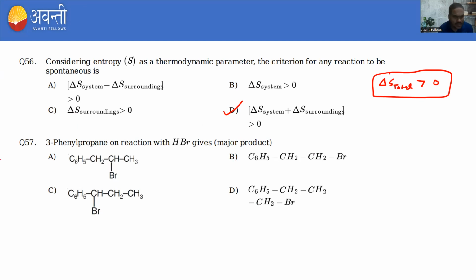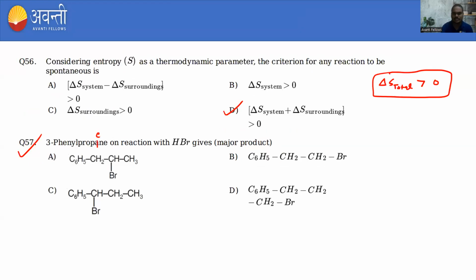Now, the next question: when 3-phenyl propane reacts with HBr, what is the major product? This question is from Markovnikov's rule. First of all, this is 3-phenyl propene, not propane. So when 3-phenyl propene reacts with HBr, what will it give as a major product?